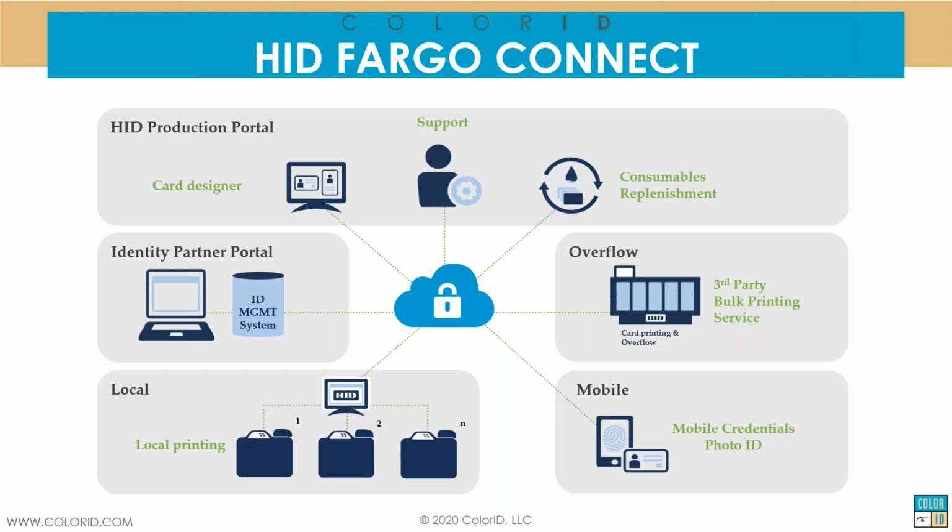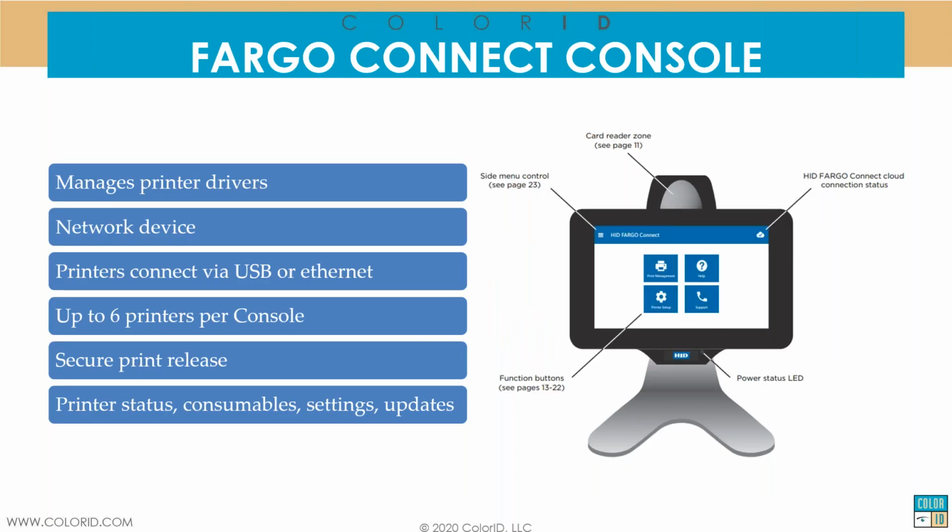So there on the left, the Identity Partner Portal and the ID Management System, often a ONECARD provider, but could be others. And then in the bottom, the printing is done from a device called a console. Console is a Linux tablet that up to 6 printers can plug into. It serves as an intelligent network endpoint, and it also has a touch screen. You can use it for print release with a card or a pin, and you can check on the status of the printers that are directly plugged into this.